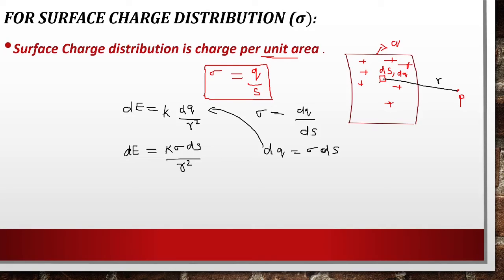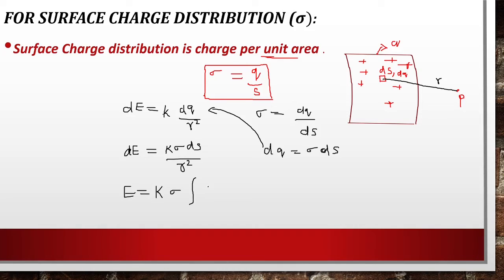Now the question is how to find the total electric field experienced at point P due to this whole surface area, right? So what should we do? We should integrate it. When we integrate, we will get E is equal to, K is constant, so we take it out. Only variables come inside the integral. And sigma is constant here, so we again take the sigma out.